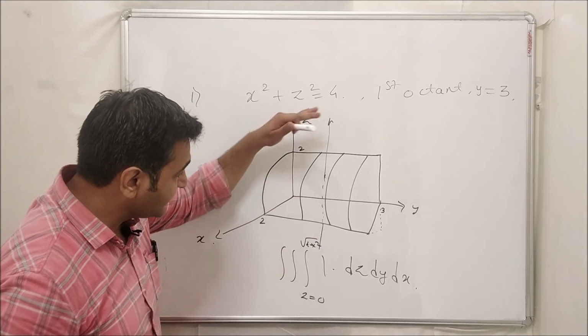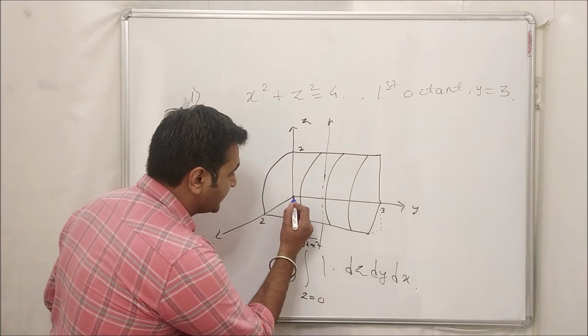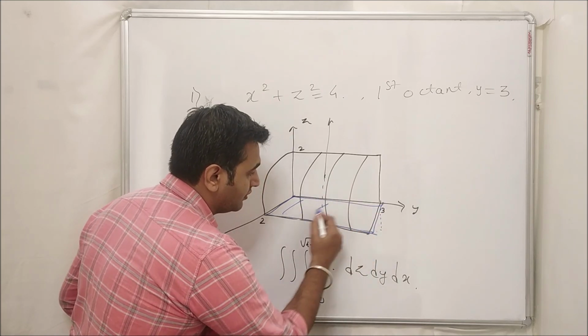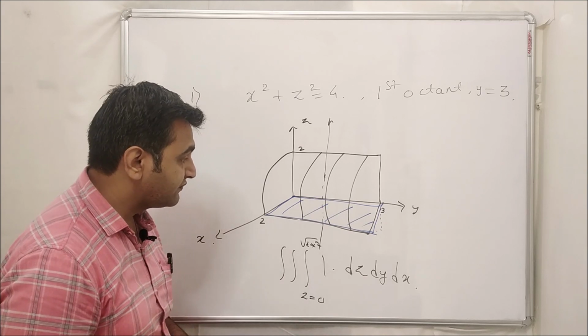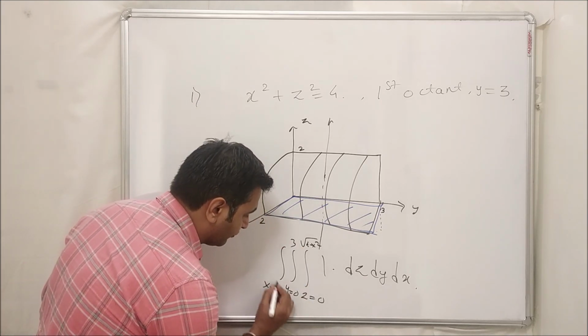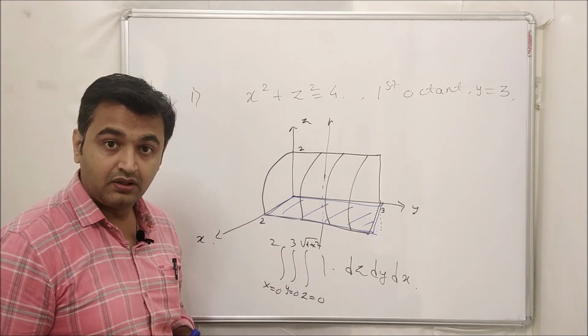Now when you do the projection in the xy plane, what will you get? This is the rectangle you get. This is what you have. And you know what the limits for the rectangle are? Your y is going from 0 to 3, x is going from 0 to 2. You solve this, you get the answer.